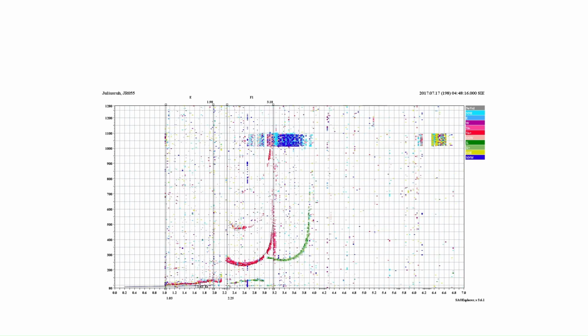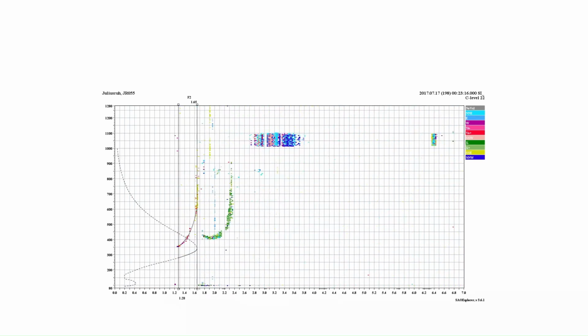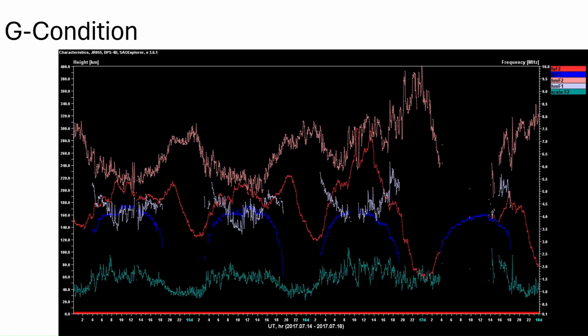So all of this is just an illustration of this process. We started somewhere around here, hit the minimum, and then as we were recovering, we got overtaken by the F1, and then the F2 eventually came out to say hello.